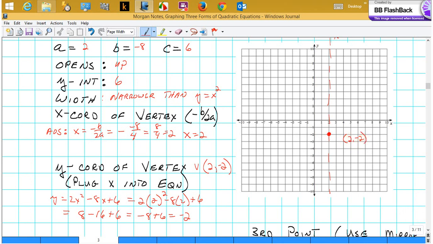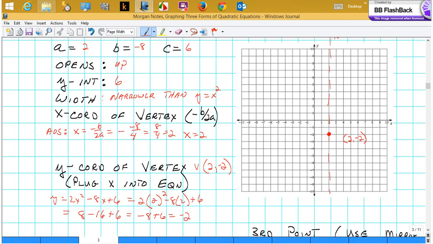Okay, that's step finding the vertex. Now we need another point. So we're going to find a second point. One thing I could do is I could just pick any value for x. I could put x equal to 6, plug it into the equation, right? The equation is y equals 2x squared minus 8x plus 6. If I plug that in there, I could get a value of y and put it on the graph. However, that's probably going to give me a y value that's going to fall off the graph.